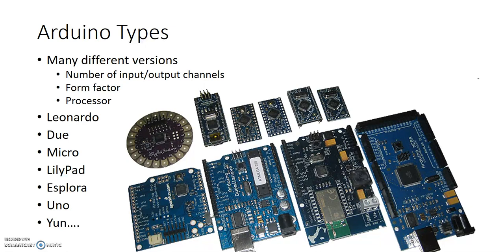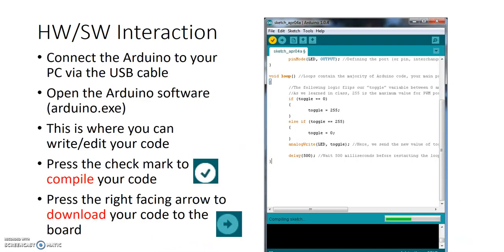In order to use the Arduino, we're going to connect it to our computer with a USB cable. So install Arduino software, which is freely available from the Arduino website. And once you have that installed and the cable drivers all installed, connect the Arduino to your PC. Then you can bring up the IDE and start to write code.